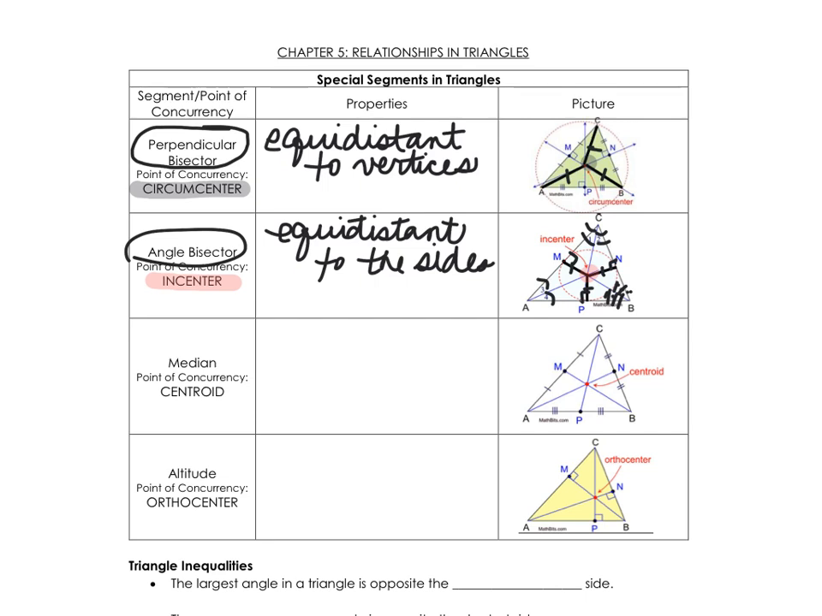Okay, so the median intersects at the centroid, and that divides our median into 1/3, 2/3 parts. So this divides our median into 1/3, 2/3 parts.